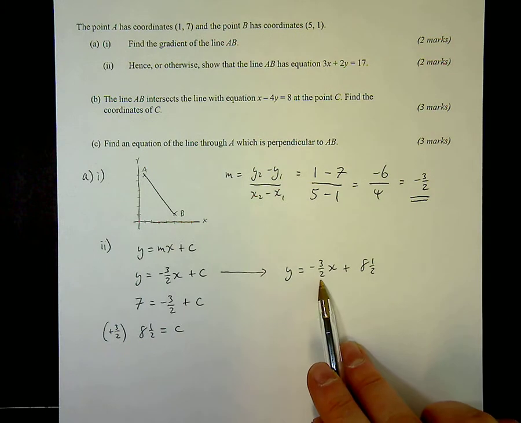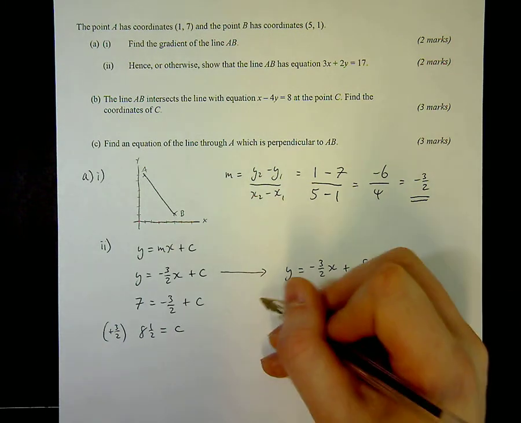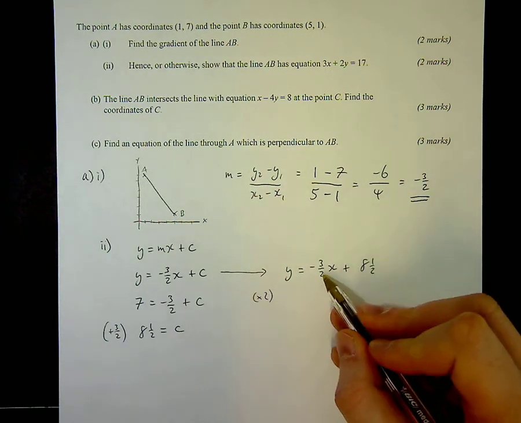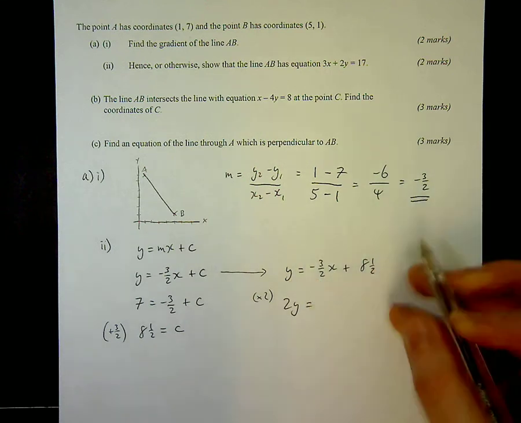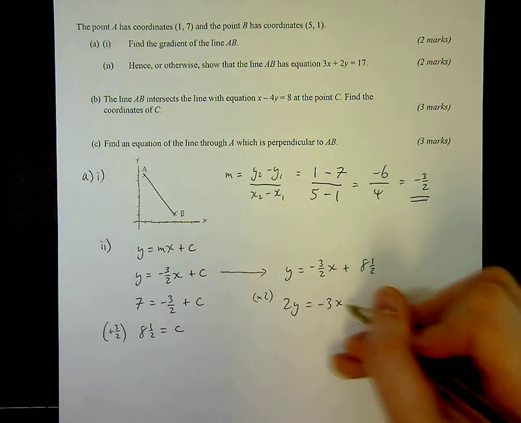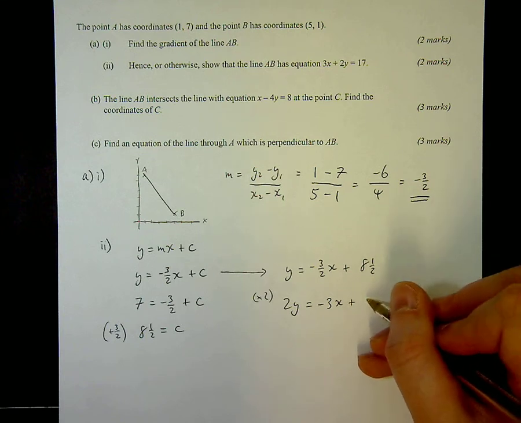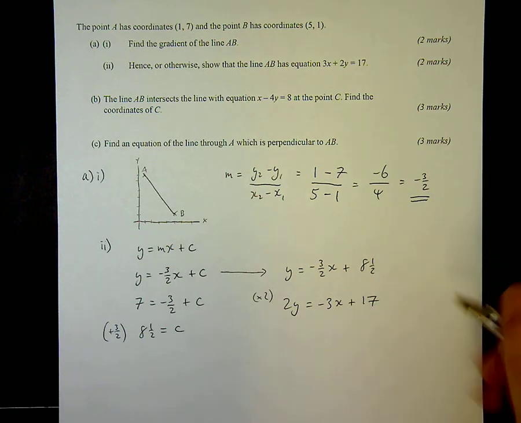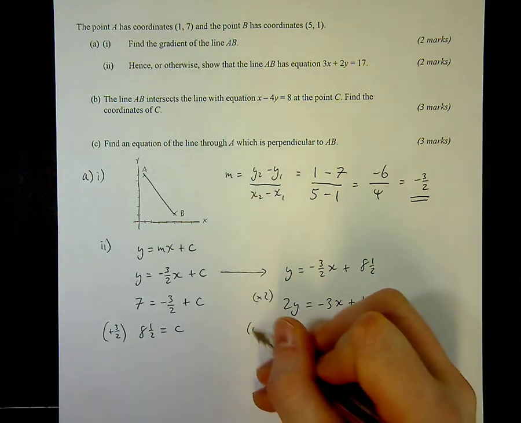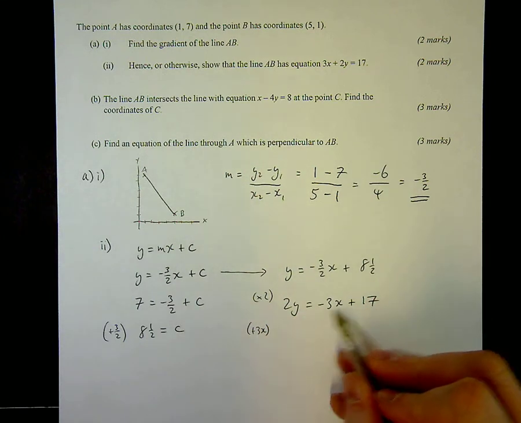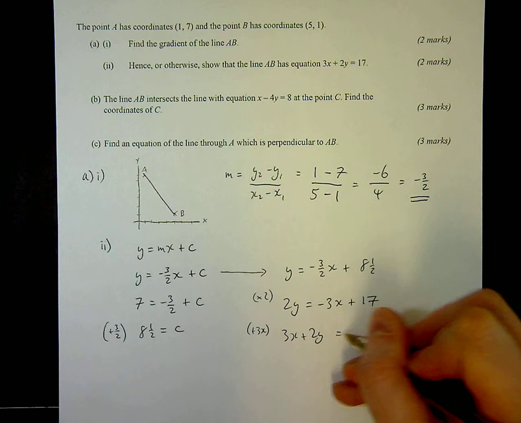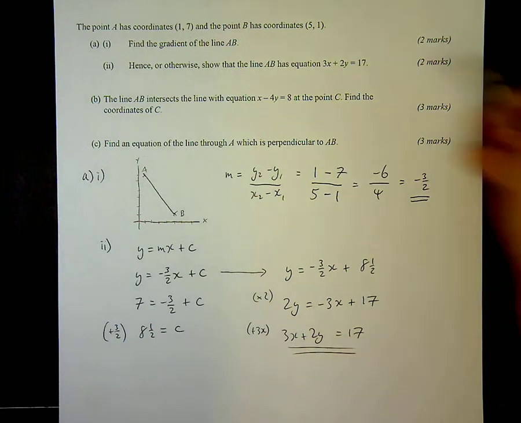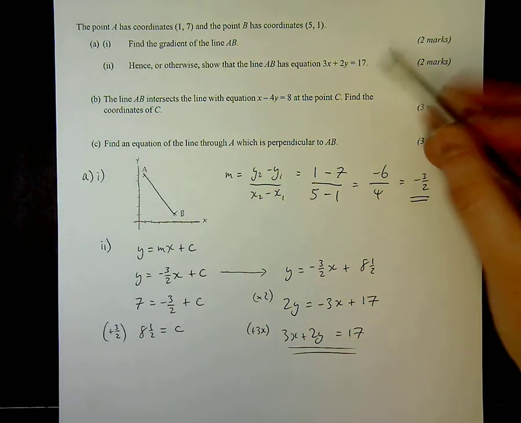So clearly I'm going to need to get rid of these fractions, so I'm going to multiply by 2. Multiplying that by 2 gets me 2y, multiplying that by 2 gets me negative 3x, and multiplying 8.5 by 2 gets me 17. All I need to do then is add 3x to get rid of that minus 3x, giving 3x plus 2y equals 17. Which is the exact answer to the equation, as the question wanted in the first place.